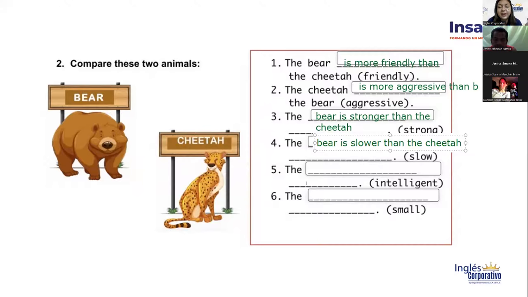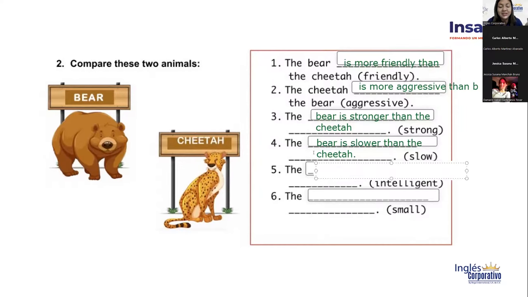Okay, number five. Which is more intelligent, the cheetah or the bear? The bear. Okay. Does everyone agree? Okay. I think both. You said the bear is more intelligent than the cheetah, exactly.